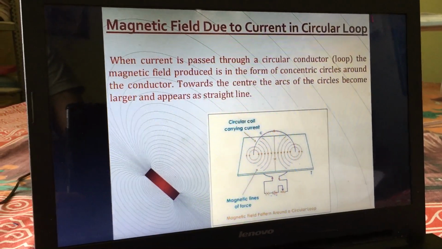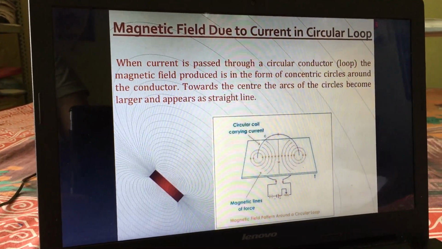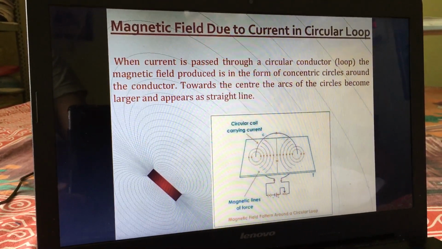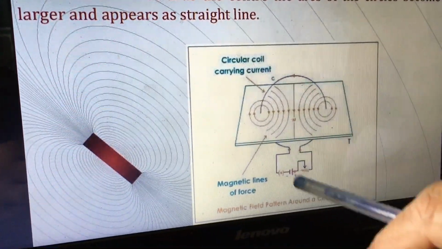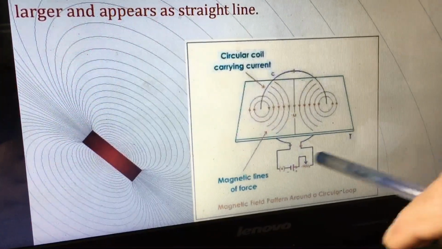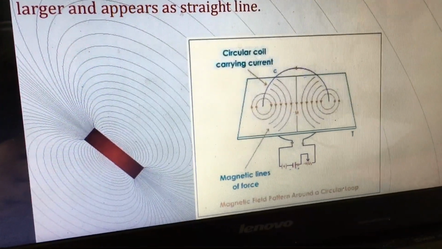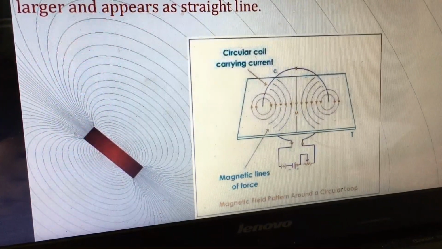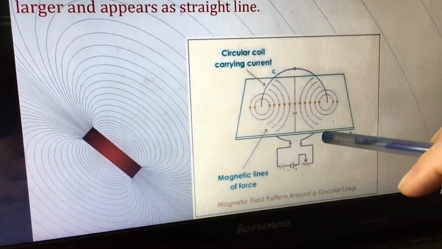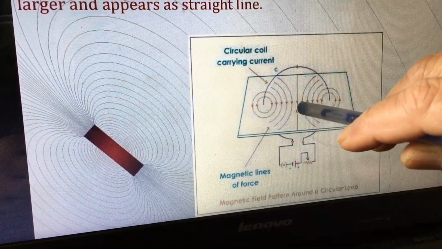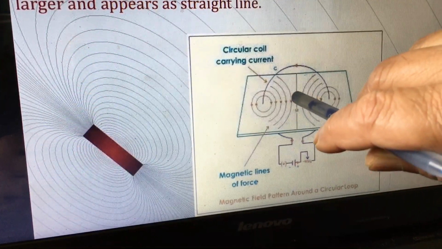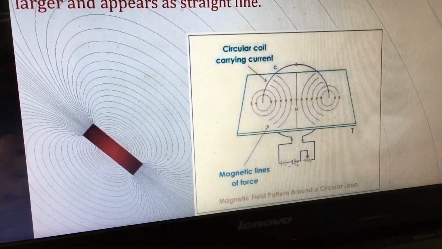After that, we just reverse the case. Rather than a straight conductor, if there is a circular conductor, a circular turn, and current is passing through the circular turn, then what is the direction of current and what is the direction of magnetic field? The direction of current may be clockwise or anti-clockwise, but the direction of magnetic field is always perpendicular to this face. Got it, children?